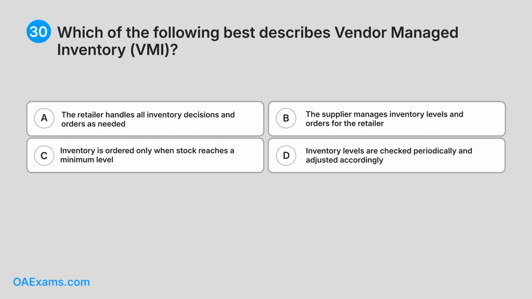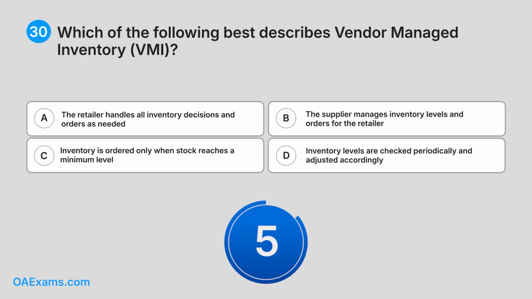VMI. A. The retailer handles all inventory decisions and orders as needed. B. The supplier manages inventory levels and orders for the retailer. C. Inventory is ordered only when stock reaches a minimum level. D. Inventory levels are checked periodically and adjusted accordingly. Can you guess the answer?